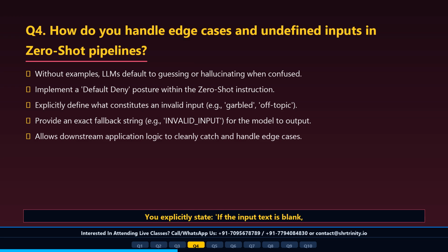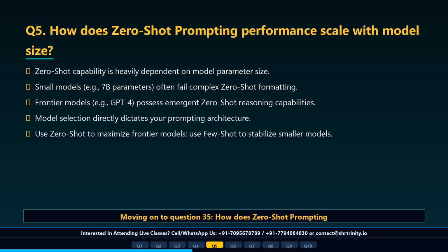You explicitly state, if the input text is blank, garbled, or not related to finance, do not attempt to answer. Output exactly the string, invalid_input. By providing the model with an approved exit ramp, you allow your downstream application code to cleanly catch the error state without parsing hallucinations. Moving on to question 35, how does zero-shot prompting performance scale with model size?